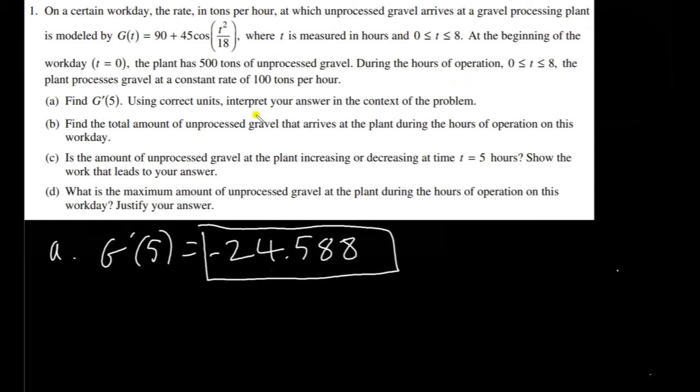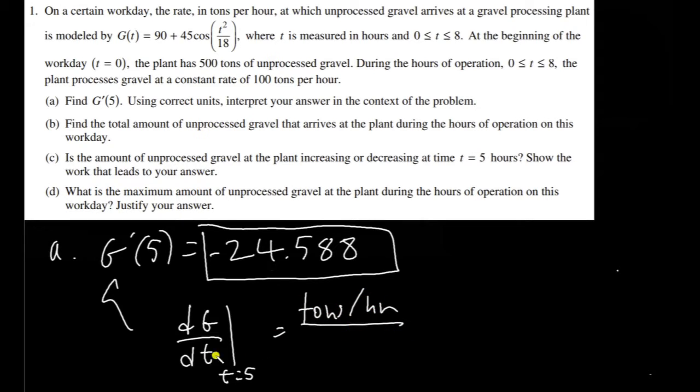And then we want to figure out what does this mean in the context of the problem. First let's figure out the units for g prime of 5. This is the derivative of g with respect to time at t equals 5. We know that the units for g are tons per hour, and the units for t are hours. So the units for the derivative are tons per hour per hour, or tons per hour squared.